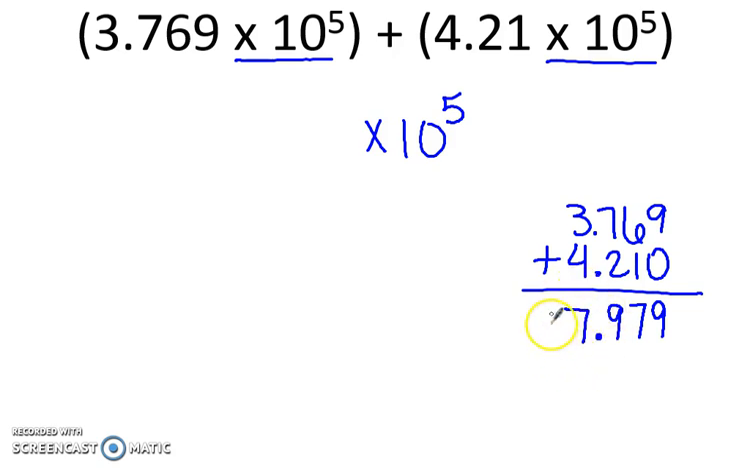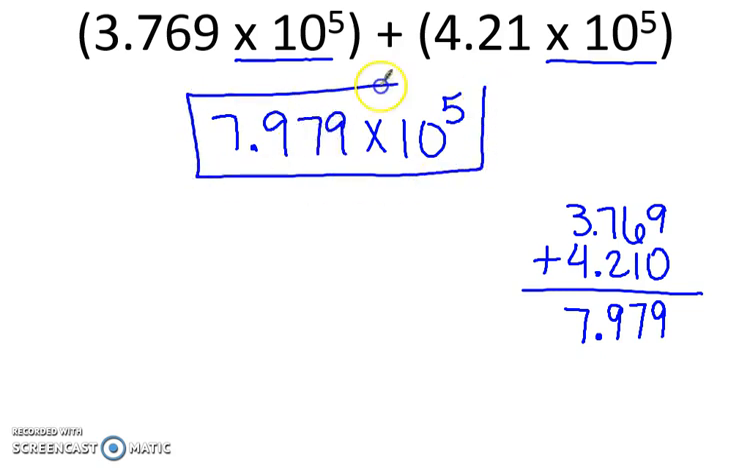What's great about this problem is there's already only one number in front of that decimal. That's what we want. We only want one number in front of the decimal. So we can already write that answer right here, and we don't have to do anything else to it. And our answer is 7.979 times 10 to the 5th. Let's try another one of those.